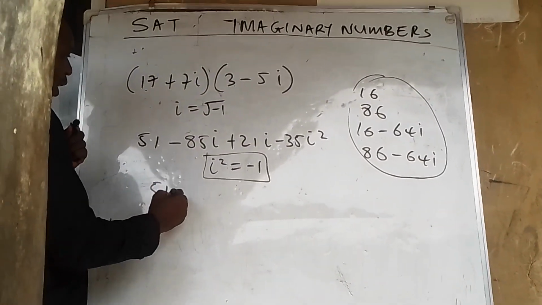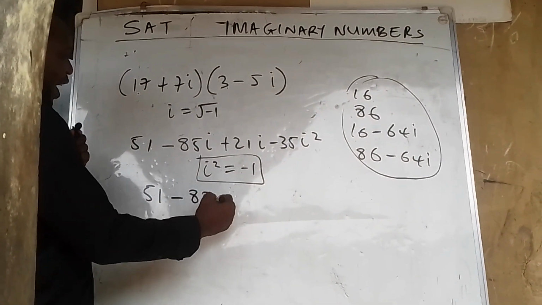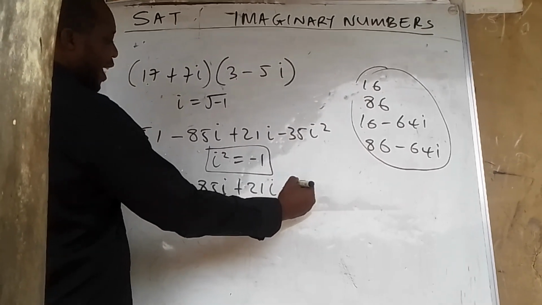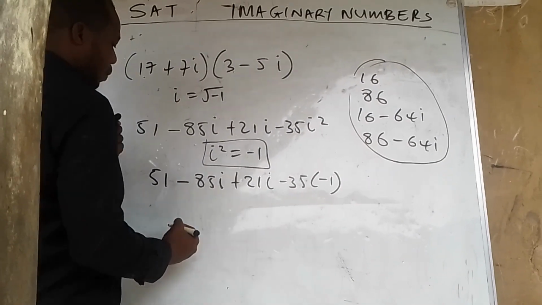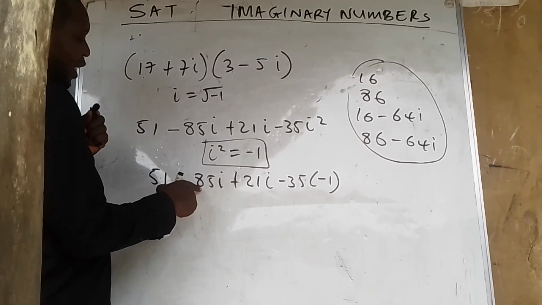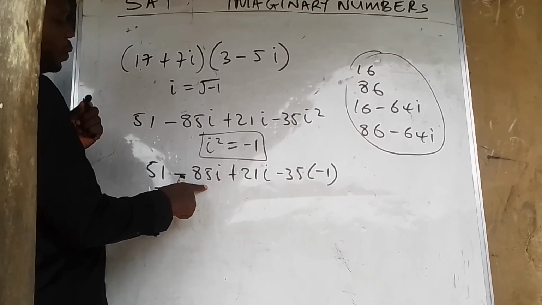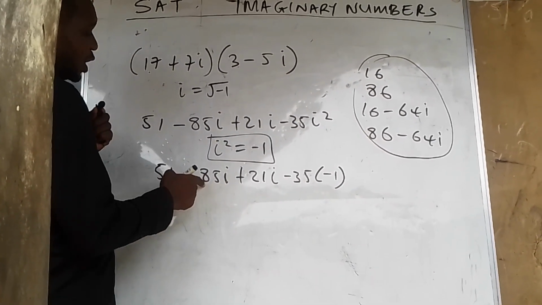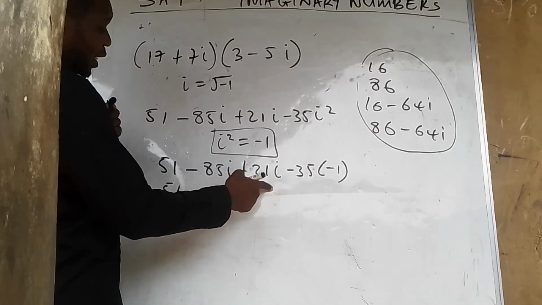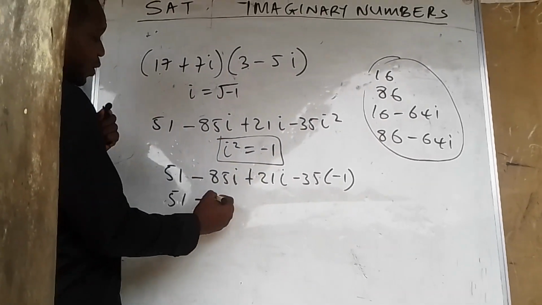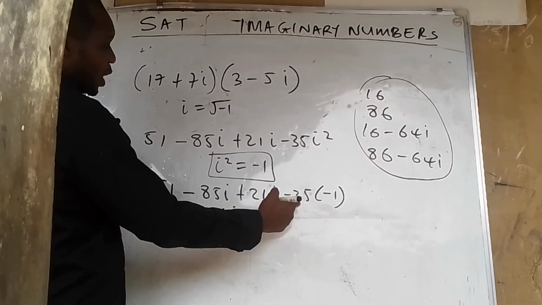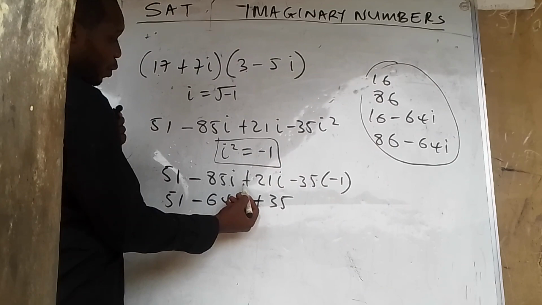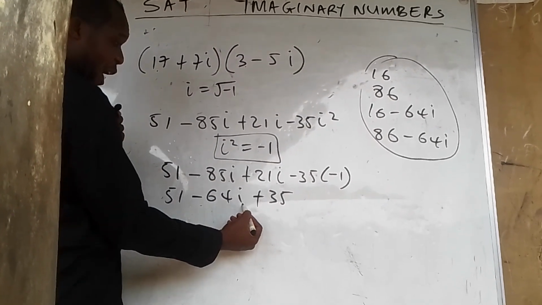So that means we have 51 minus 85i plus 21i minus 35 times minus 1. So that's 51 minus 85i plus 21i. This is minus 85i and this is plus 21i. Okay, so what we have there is minus 64i. Then this one turns to plus 35. Right? Minus 85i plus 21i is minus 64i.